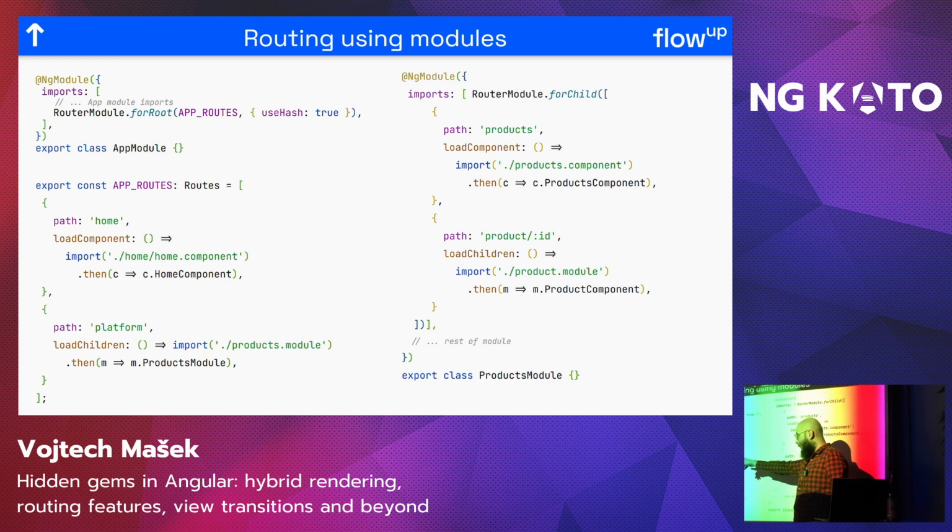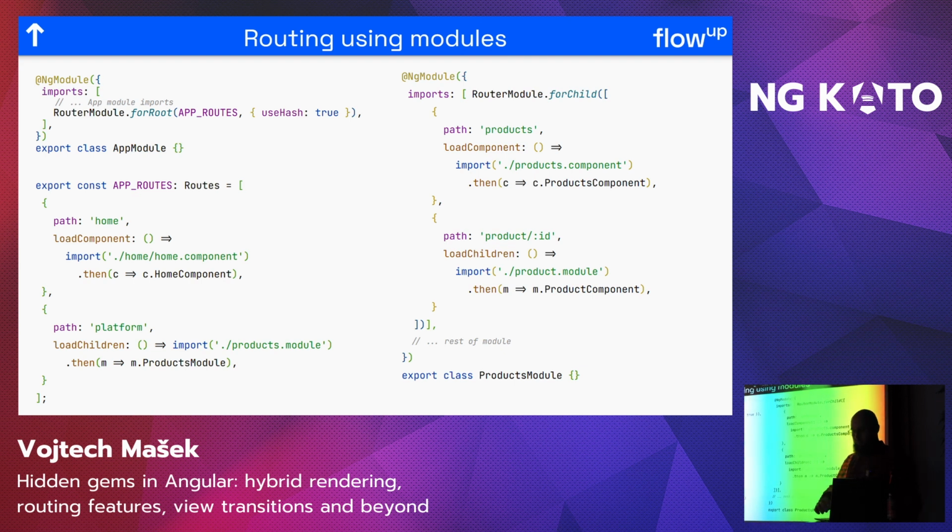Then you see the loadComponent and loadChildren, because home is just a component and platform actually has some more routing in it. And then you actually see what is behind the whole products module, with the children of the platform. This is the old way of doing things.